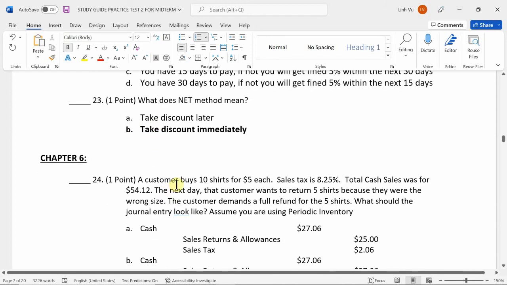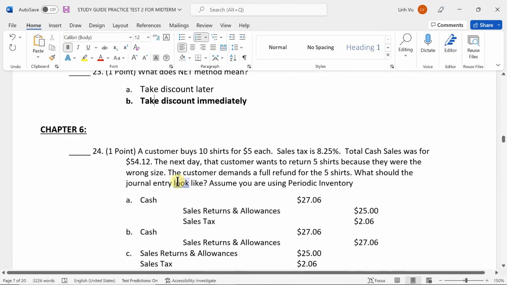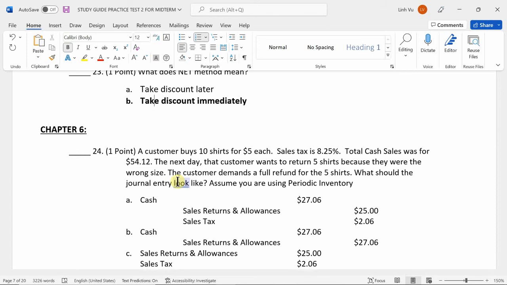So now moving into chapter 6 territory here. Okay. Number 24, if a customer buys 10 shirts for $5 each, sales tax is 8.25%. Total cost of sales was $54.12. The next day, the customer wants to return 5 shirts because they were the wrong size, and the customer demands a full refund for the 5 shirts. What should the journal entry look like?